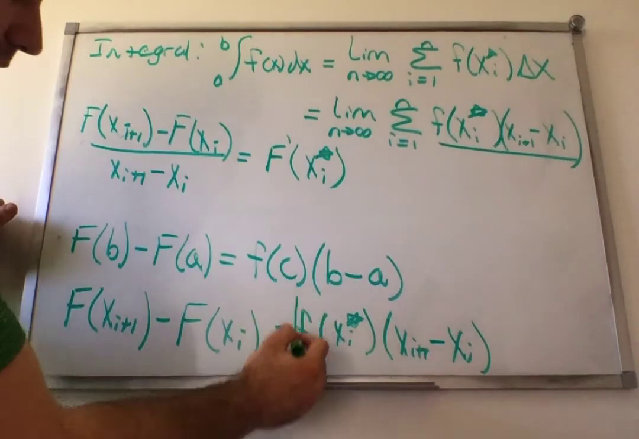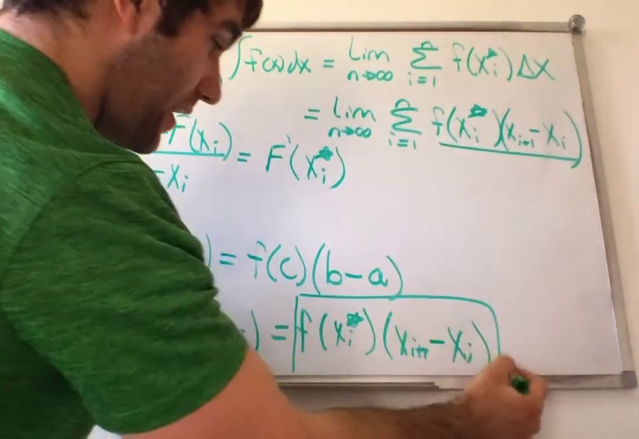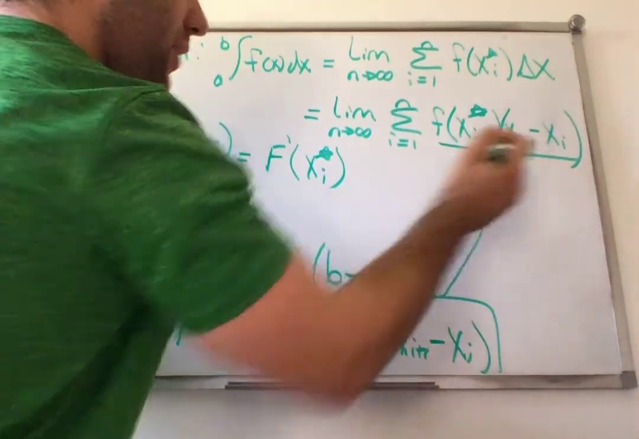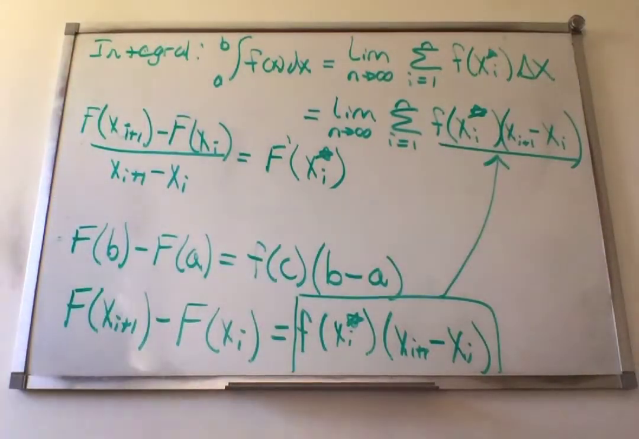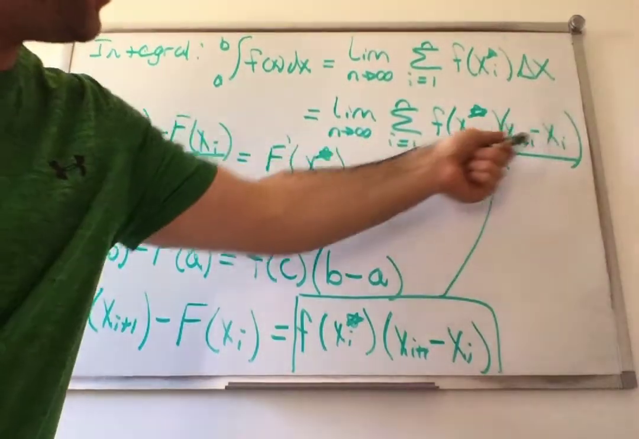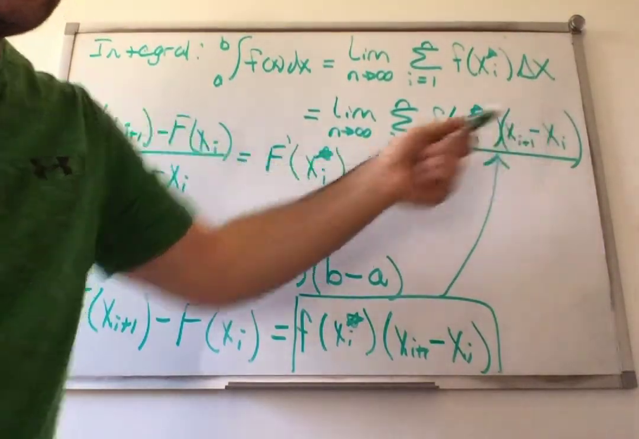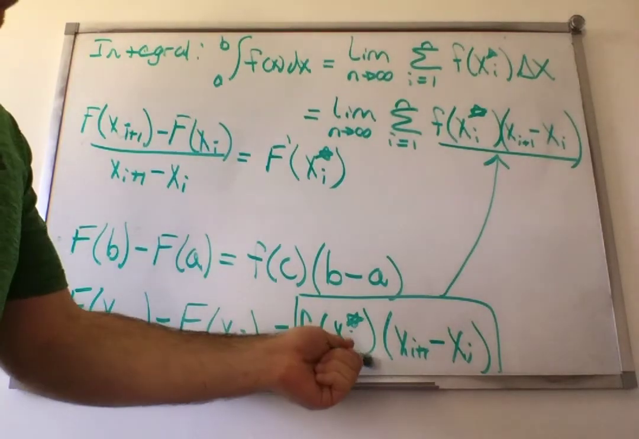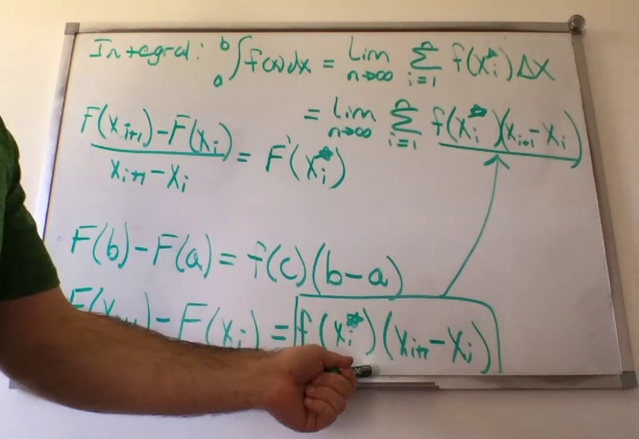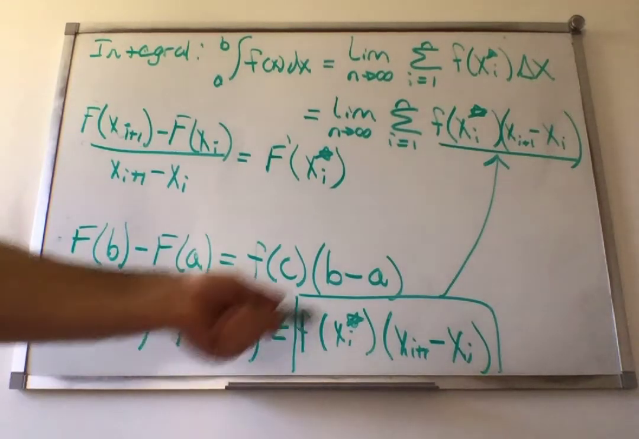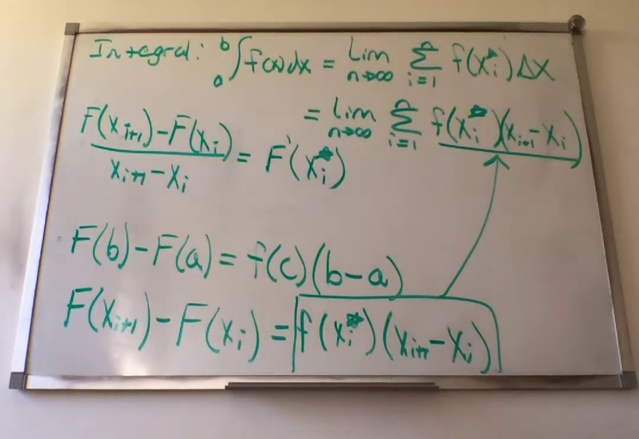Well, look at what we have right there. So this piece right here is just a statement of the mean value theorem. This statement of the mean value theorem is equal to this. Okay, so let's go ahead and substitute it in.